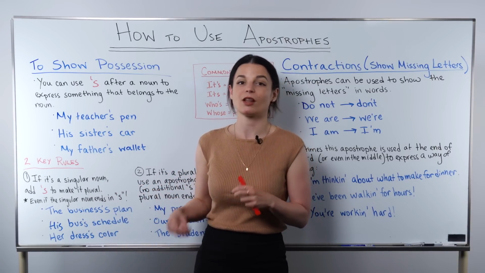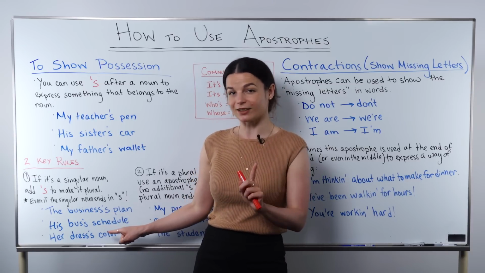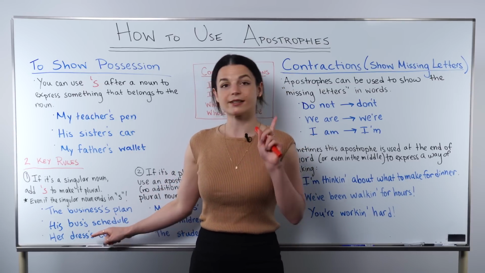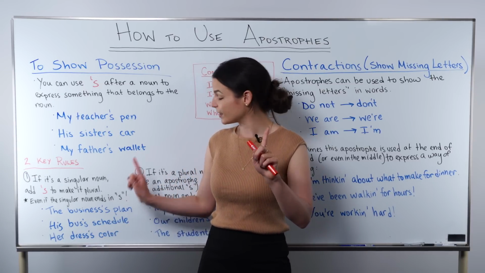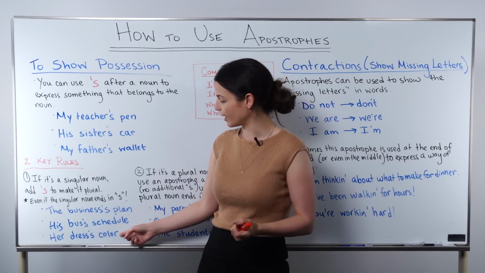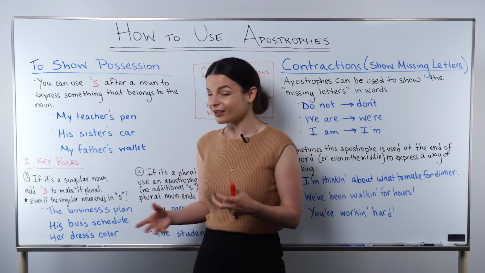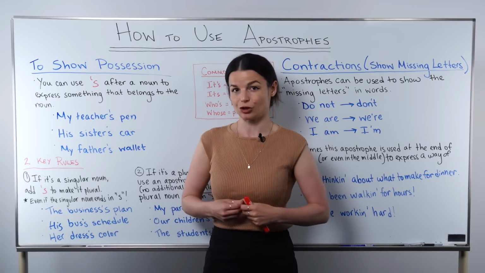Here's one more example of this S rule. Her dress's color. So again, dress is our singular noun. It ends in S. We still have to put apostrophe S to show ownership. So in this case, the dress doesn't actually own the color, of course, but the color is a quality that belongs to the dress.